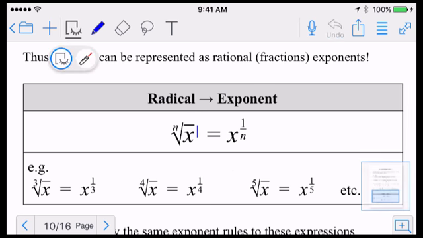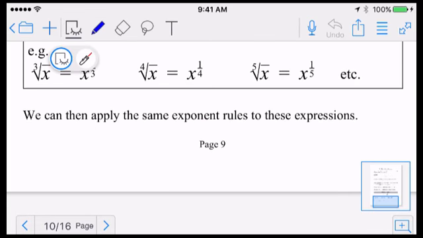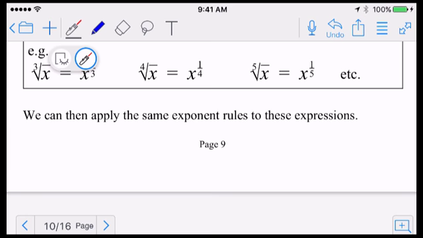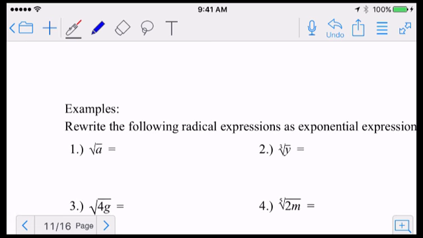Moving on down. What we can then do with that is, if we need to simplify, we can apply those same exponent rules to those expressions. So you might need to remind yourself of your exponent rules. You had the multiplication rule, quotient rule, power to a power, and we had some stuff with negative and 0 exponents as well. Next page. All right, it's time to see some examples then.